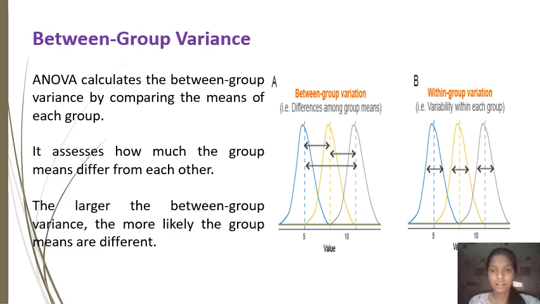Here is the graphical representation of between group variation and within group variation. The first is between group variation, the difference among the group means. So this is the diagrammatic representation, and this is the diagrammatic representation of within group variation.